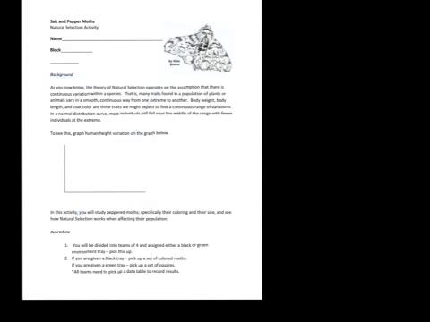In this activity, you will study peppered moths, specifically their coloring and their size, and see how natural selection works when affecting their population. The procedure: you'll be divided into teams of 4, or we will use our pods for our groups. One group will get a black box and another group will get a green box. You can pick those up on the black table up front.